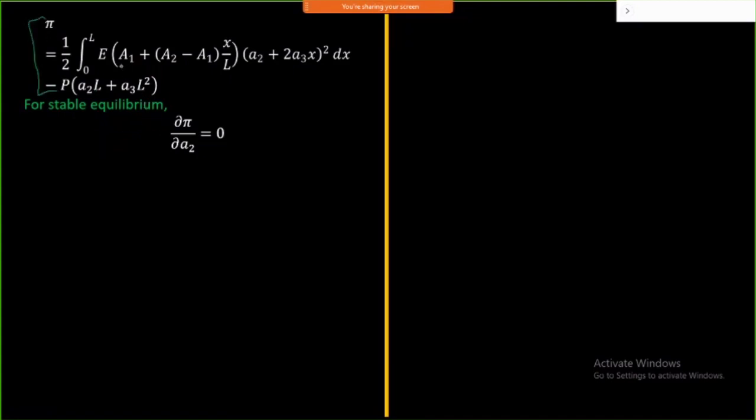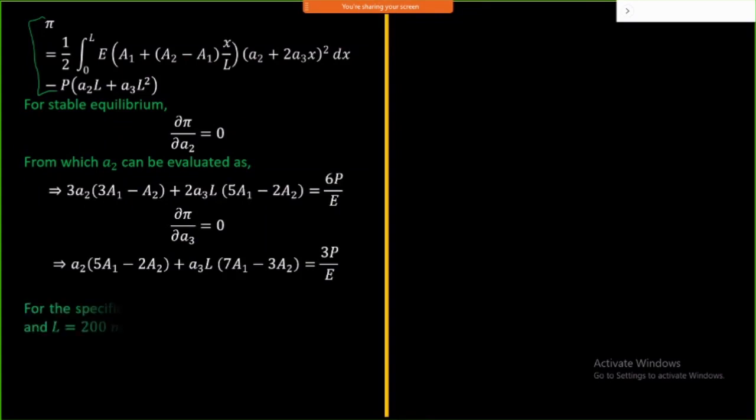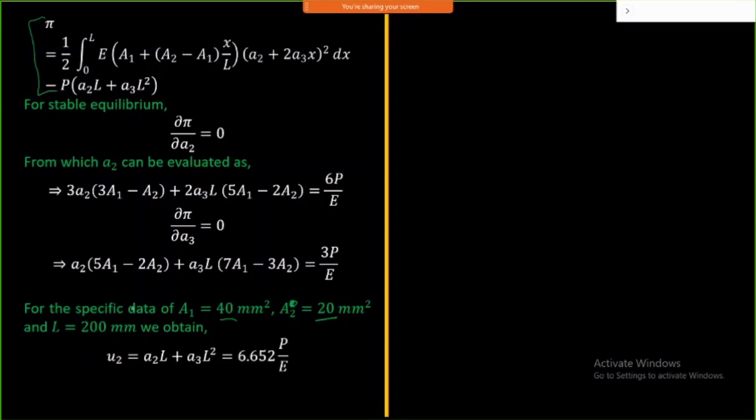For stable equilibrium, A2 and A3 are to be determined. So obviously this will result in one equation. Similarly, A3 will result in a second equation, and we'll get two specific constants, that is A3 and A2. And now we have the same values of area, A1 and A2, and L is 200 mm, and then you can substitute into the displacement field. We'll get the displacement field to be this one.